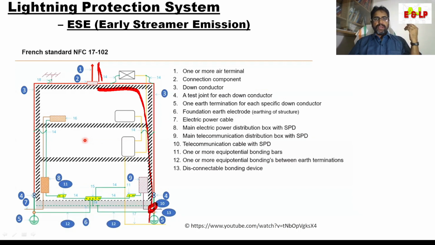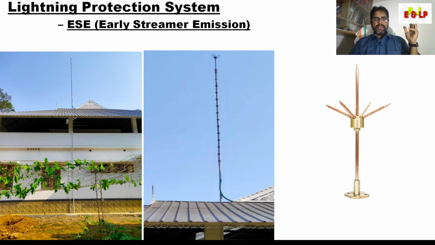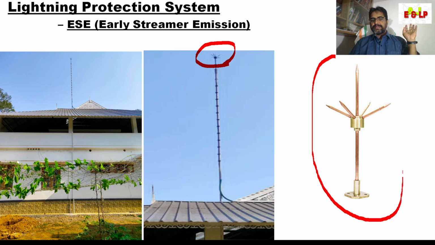Okay, now I am taking another example, an exceptional case that came to me for an inquiry. Actually, for this building, the supply was switched off, but during lightning, many equipments like fans were burnt. How did it happen? They were asking me. I observed it. See, actually the air terminal is the conventional one, not ESE. It is an air terminal there. So then what's the problem?